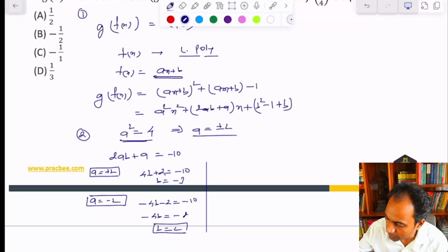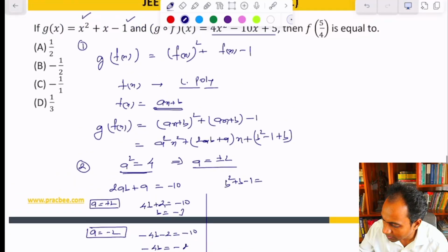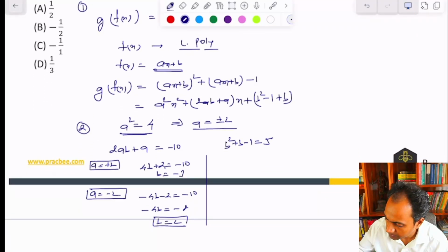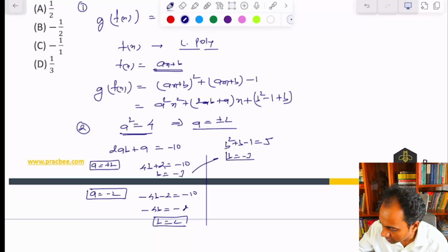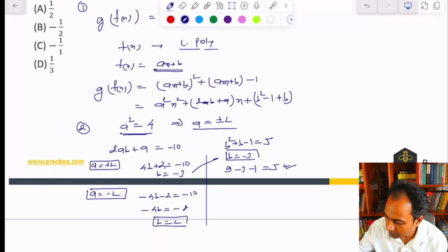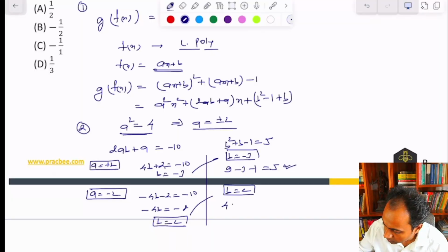Now let us check for the third part also. We have checked the first two parts, but the third part, that is b² + b - 1, will also be equal to 5. If I check for the first value that we are getting, that is b equal to minus 3, let us see, does it satisfy? So this will become 9 - 3 - 1, and you can see that this is equal to 5. So this satisfies. Whereas if I check for the next value, that is b equal to 2, this becomes 4 + 2 - 1. This also becomes 5. This also satisfies.